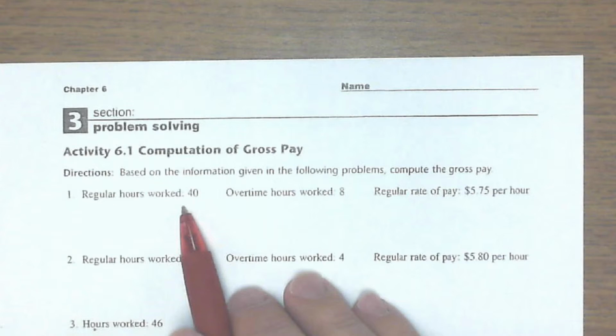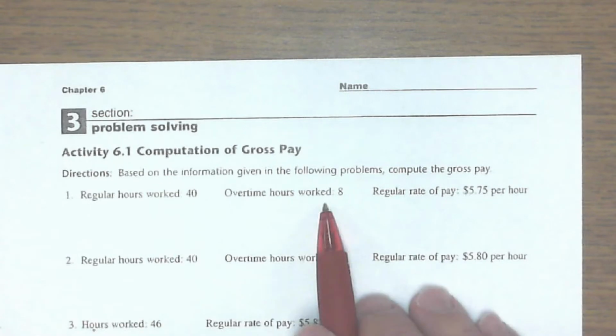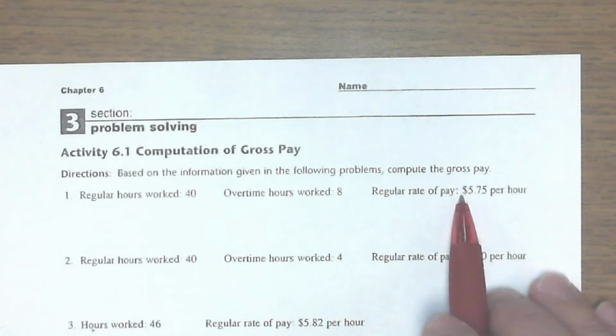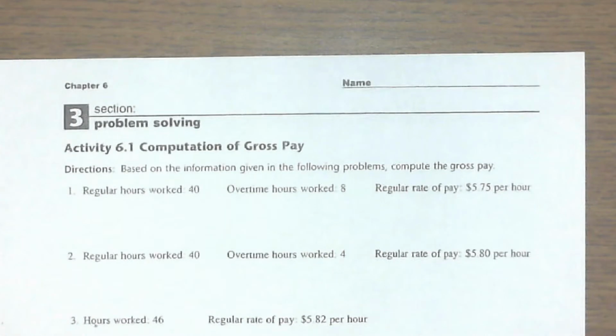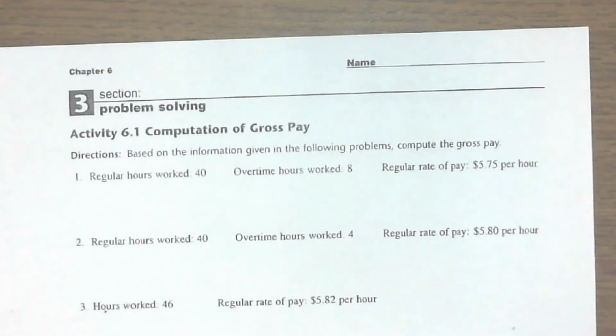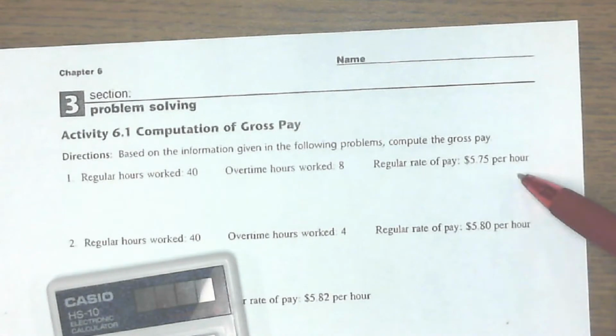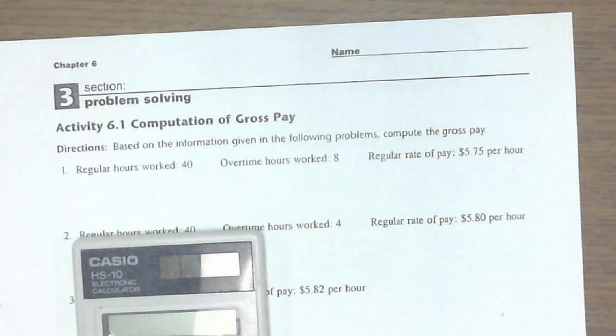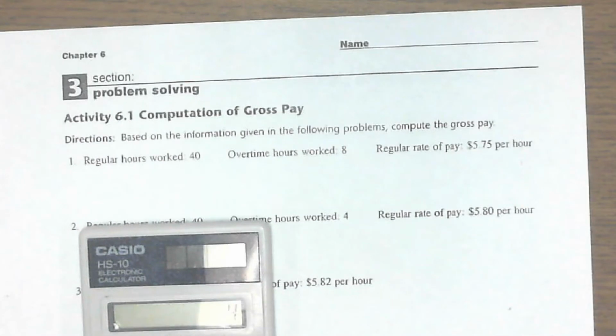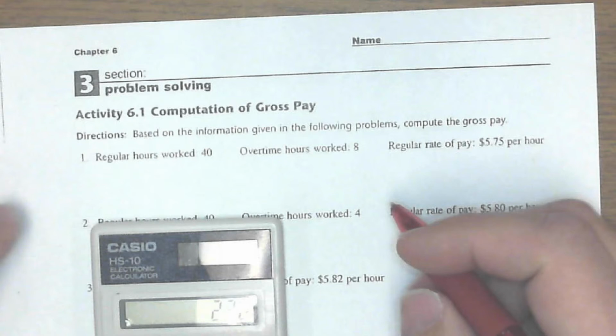So the first one, we've got regular hours worked, overtime hours worked, and regular hourly rate of pay. So we worked 40 hours. We know that the pay rate per hour is $5.75, so that one's kind of an easy one there. It's 40 times 5.75, so $230.